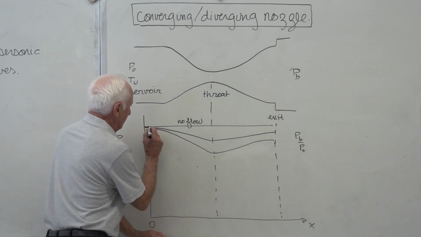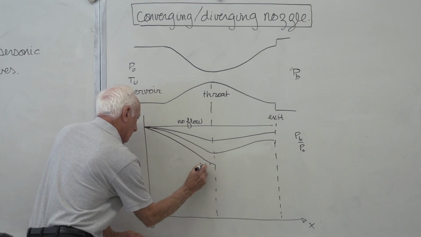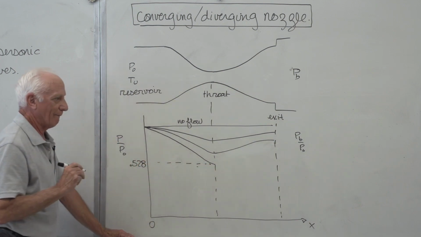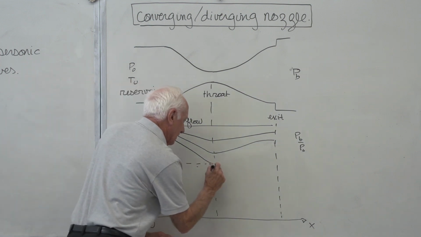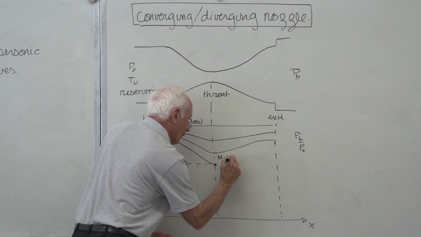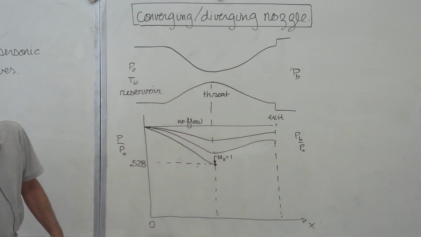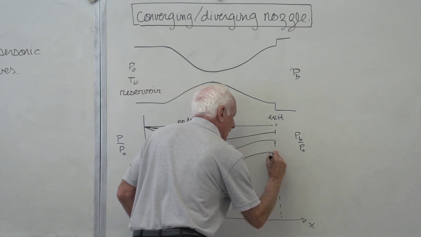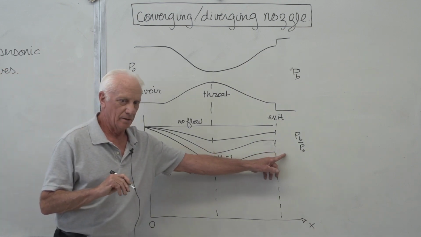Now, we reduce it some more, and we get down to, if k is 1.4, 0.528. Magic number, the Mach number is now 1 at the throat. Mach number 1. And then it goes back to subsonic because the pressure is up here.